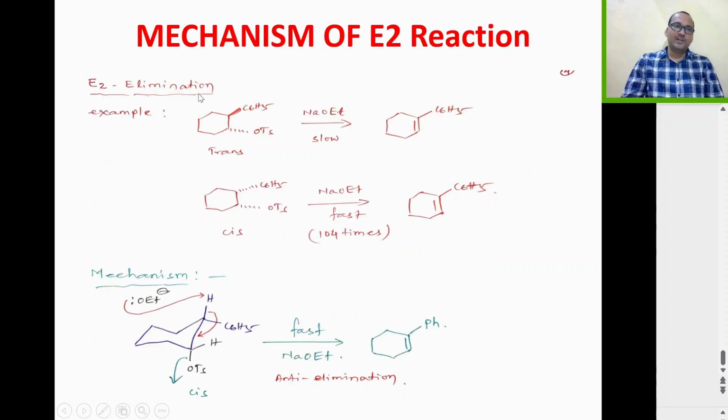So here we take an example of E2 elimination. Suppose we take this trans product in the presence of sodium ethoxide, it will be slow. You will again get some amount of this alkene, and if you start with the cis product and use sodium ethoxide, this is 10^4 times faster and you get this same product. So here is the mechanism. This OEt minus from sodium ethoxide will take this proton and this bond will move here and kick out OTs as OTs minus. Here the anti-elimination is favored over the syn elimination. As a result, you get the product much faster in the case of the cis one.